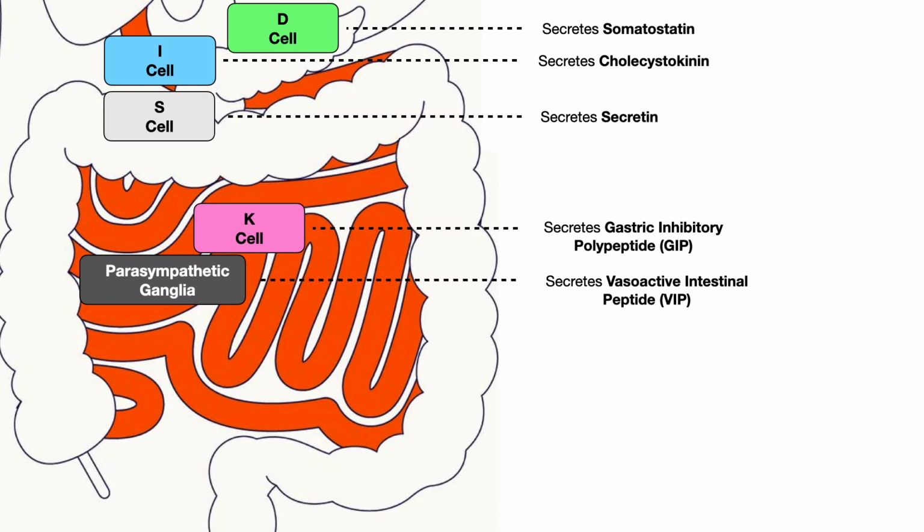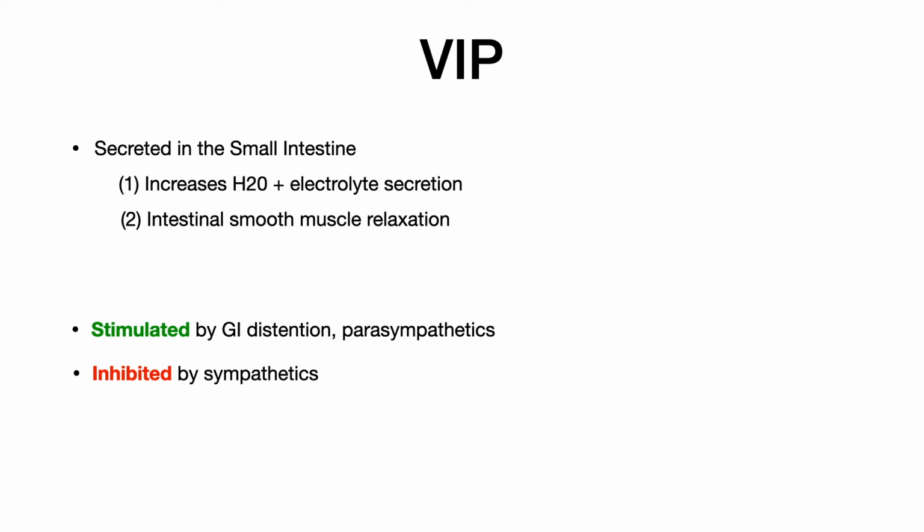Now let's move on and talk about the parasympathetic ganglia, which secretes vasoactive intestinal peptide, or VIP. VIP is very important, as the name does not imply, but as I like to joke, because it's secreted in the small intestine and it causes the increase of water and electrolyte secretion, and it causes smooth muscle relaxation. Now the V in the name stands for vasoactive. So it shouldn't surprise you that the one thing here with vasoactive in the name is vasoactive, right? It increases water and electrolyte secretion, and it causes smooth muscle relaxation. That is definitionally what vasoactive means, so it's kind of easy to memorize.